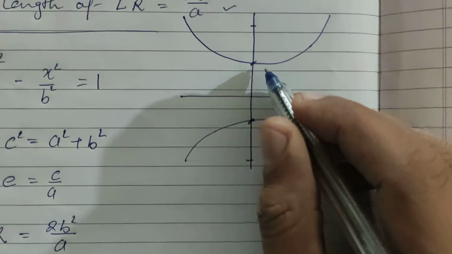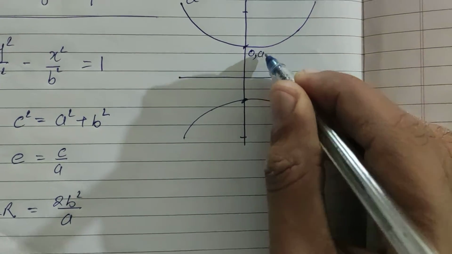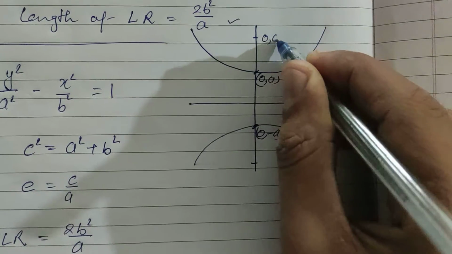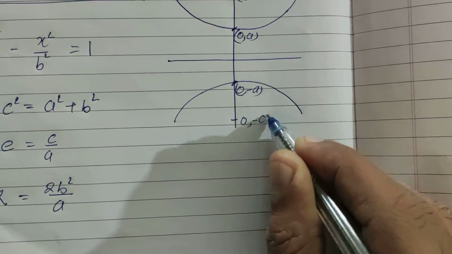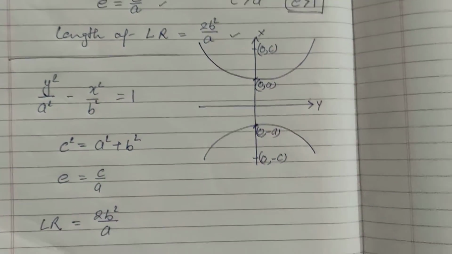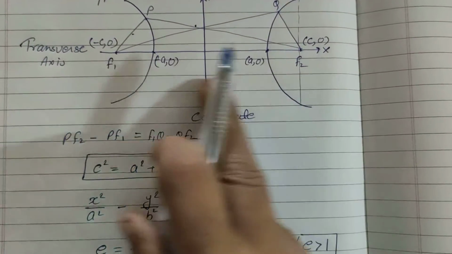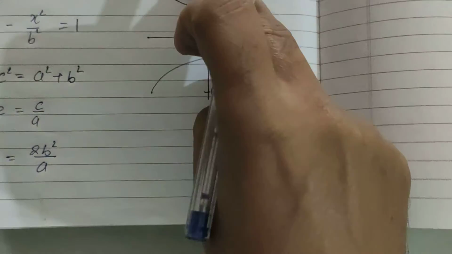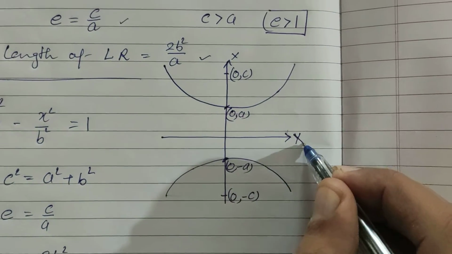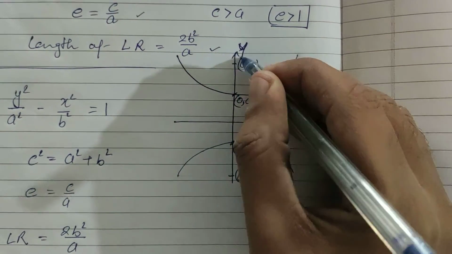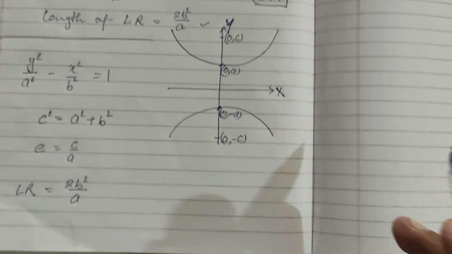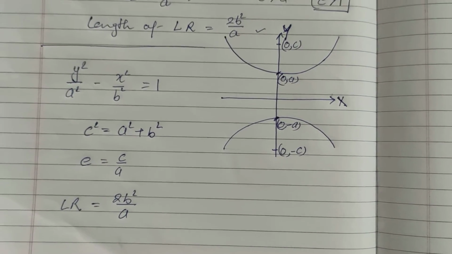Now see, the vertices will be (0, a) and (0, -a), and the foci will be (0, c) and (0, -c). In the earlier case the transverse axis was the x-axis, whereas in this case the transverse axis is the y-axis. The conjugate axis in this case is the x-axis, and in the earlier case the conjugate axis was the y-axis. So these are some of the key points which we need to remember.